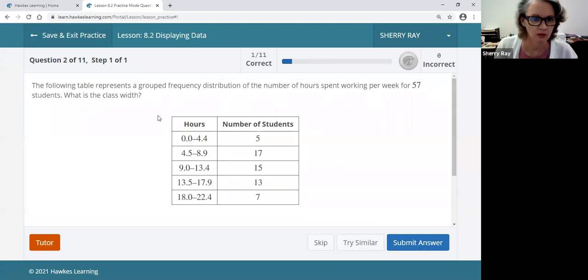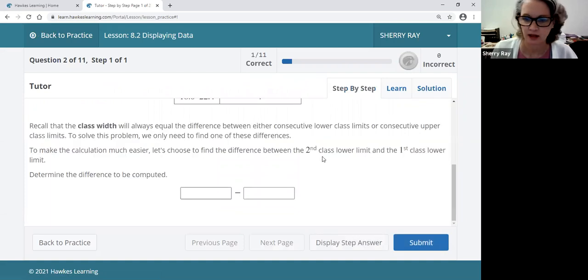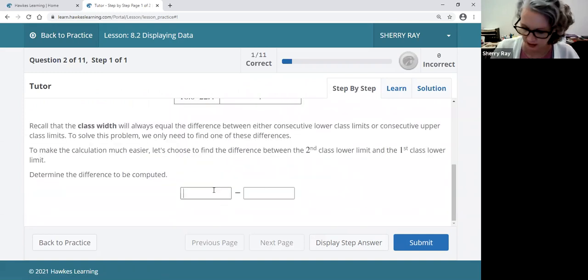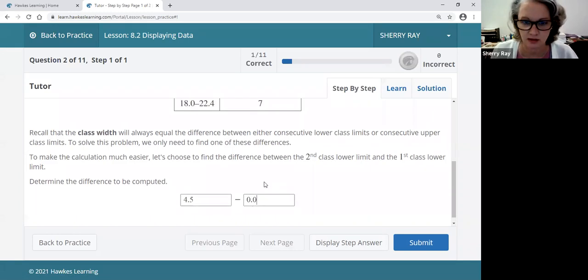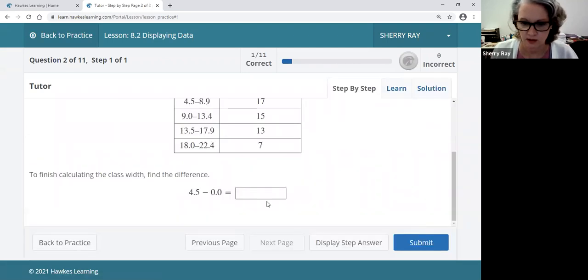On this one, it asks for the class width. So we can do this a couple different ways. We can take the difference between the lower end of the 2 classes. Let's go to tutor and see what they say here. Okay, to make the calculation much easier, let's find the difference between the second class lower limit and the first class lower limit. So our second class lower limit is the 4.5, and our first class lower limit is 0.0. And that difference is 4.5.